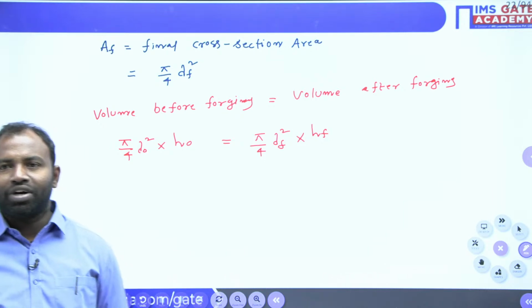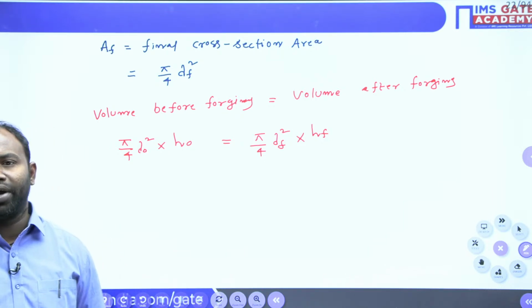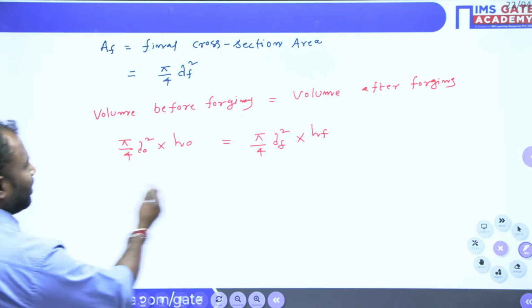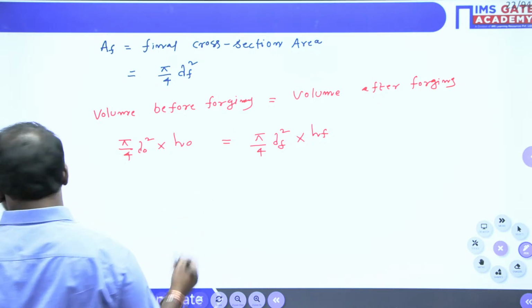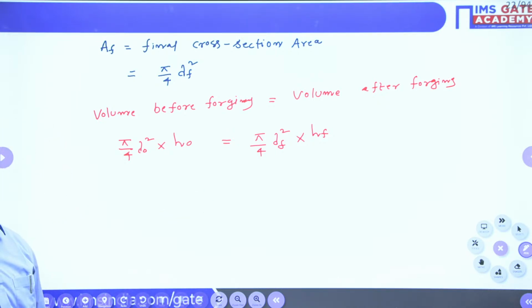Yeah, 246 meganewtons. Very good. Excellent, my boy. Excellent. Now here, yeah, 246 meganewtons will come. Okay. Very good, Bhushan. Very good.